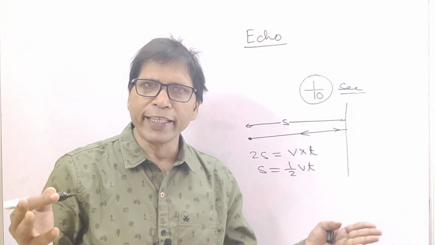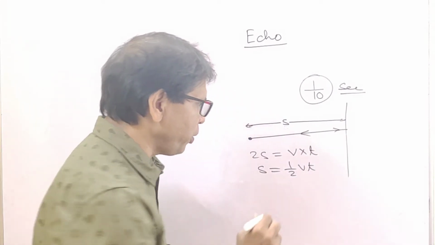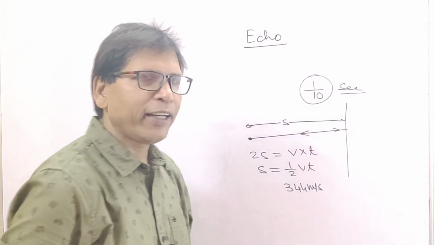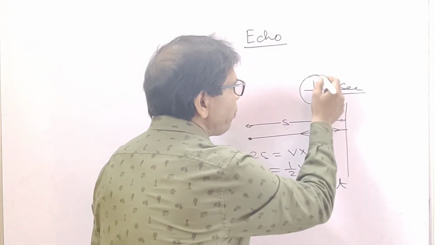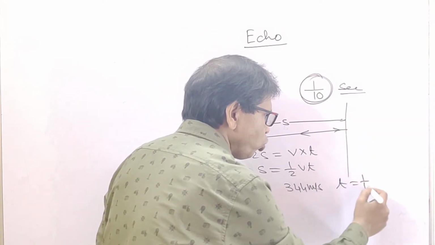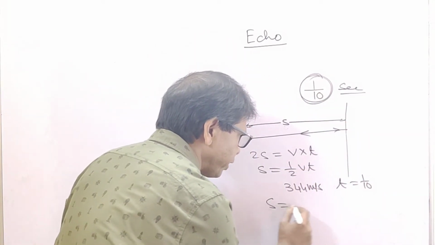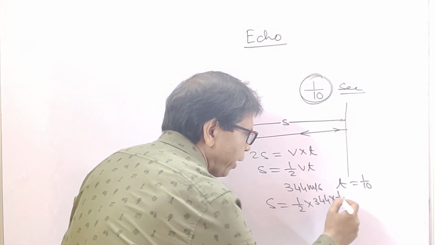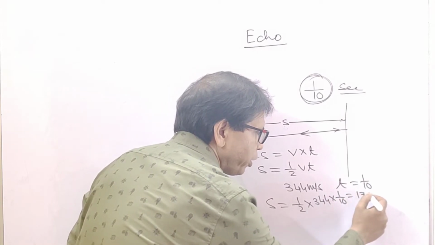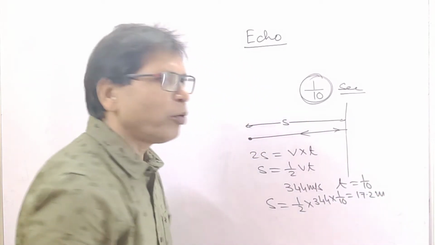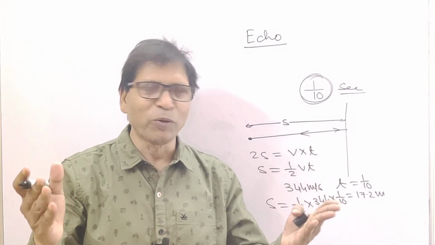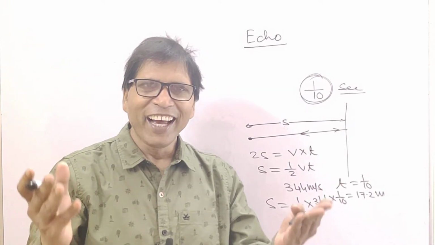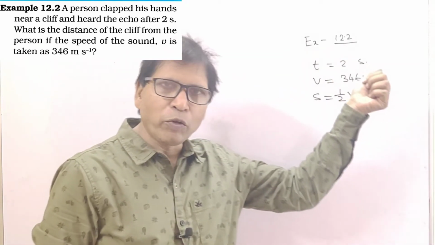At 22 degrees Celsius, the velocity of sound wave is 344 meter per second, and t, persistence of hearing, is 1/10 second. If we put these here, we get s equals half into 344 into 1/10, which is 17.2 meter. So minimum distance of hearing echo is 17.2 meter. Understood?